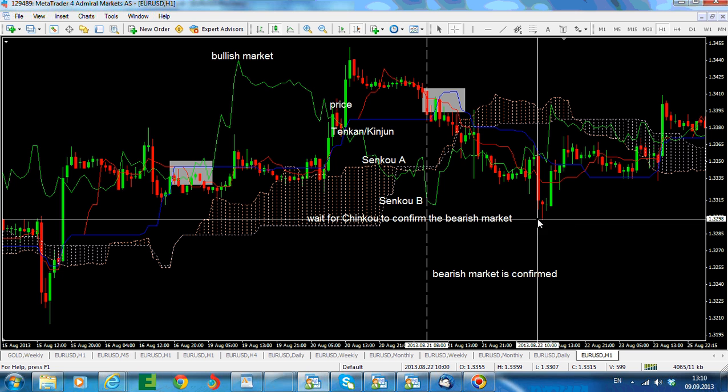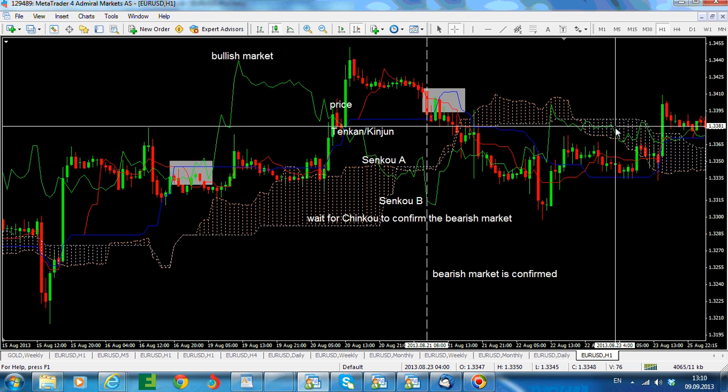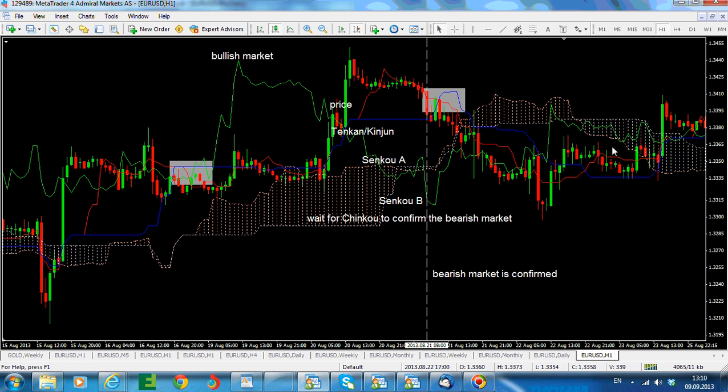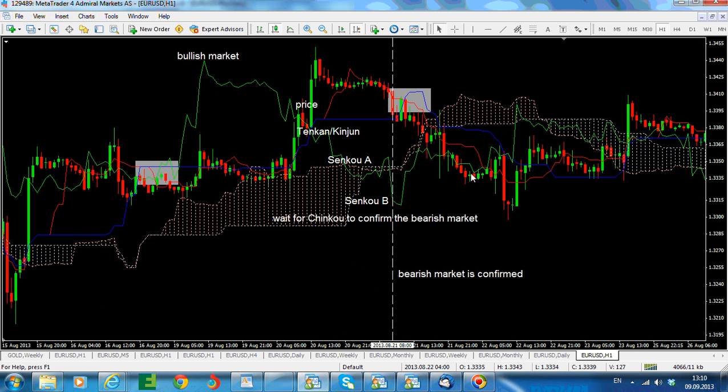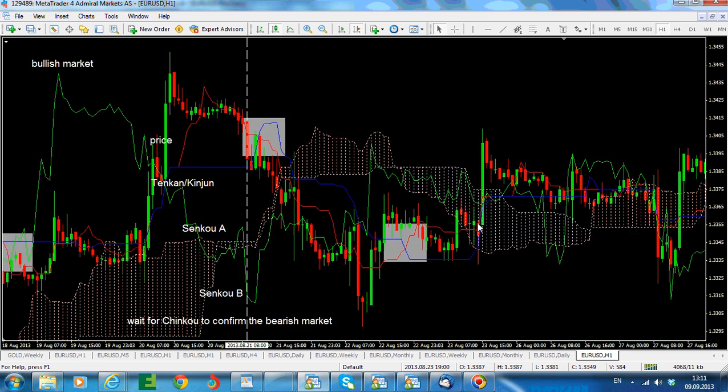However, price is turning to the upside here, as you can see, in a correction, if you want, in terms of Elliott waves. This seems like a zigzag, and Kinko is moving but fails to take out into a bullish condition. So while you have a bullish cross for the Kinjun and Tenkan here, it is not confirmed by Kinko, so it should not be taken into consideration.